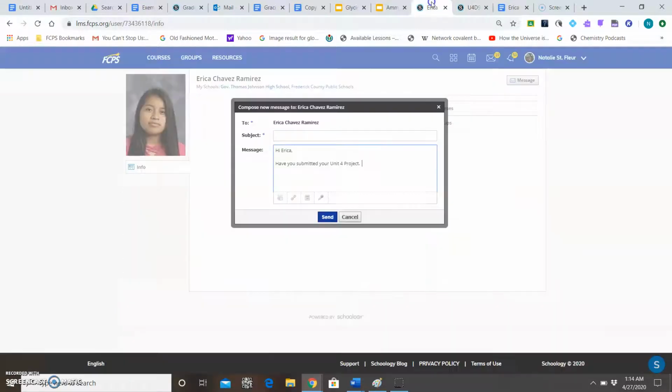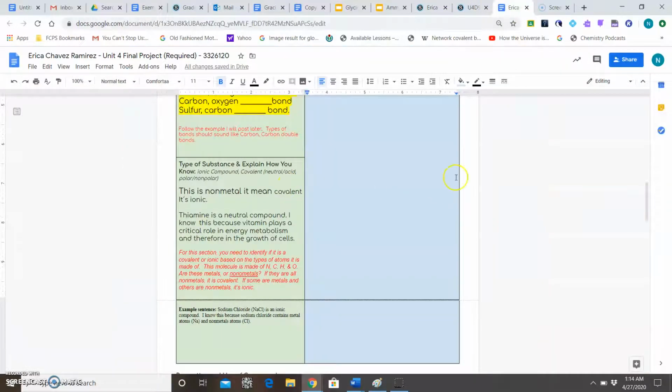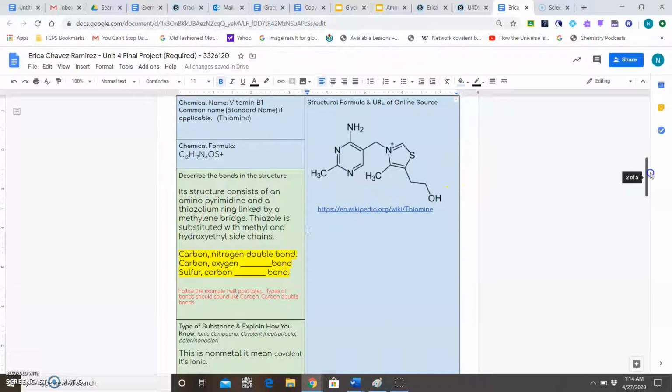So going back to your document here, in your document, you have nonmetals only. So which one is it? Is it ionic or is it covalent? So you have to correct that, okay? So I'm going to highlight this in yellow as well.